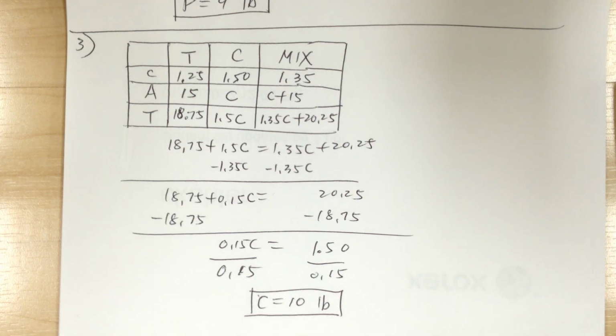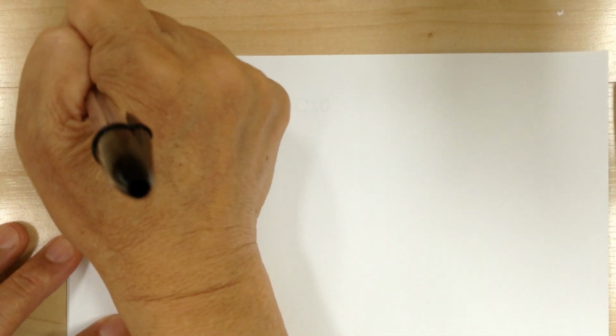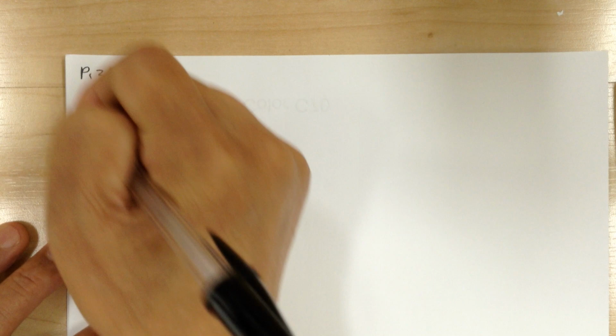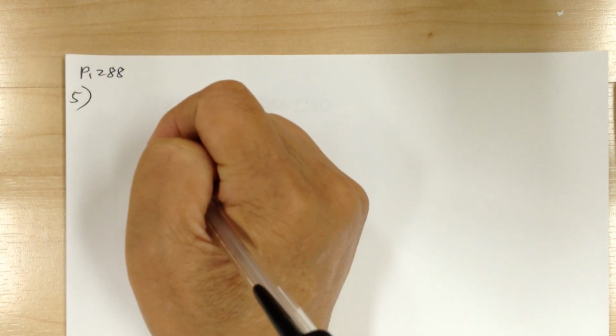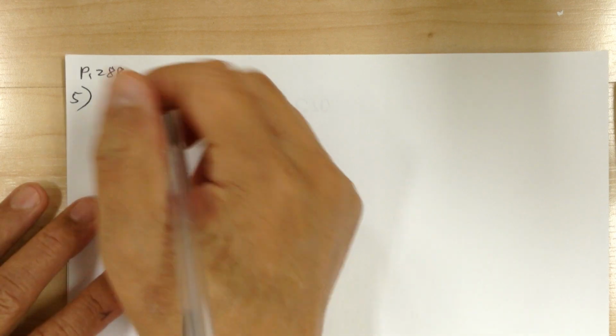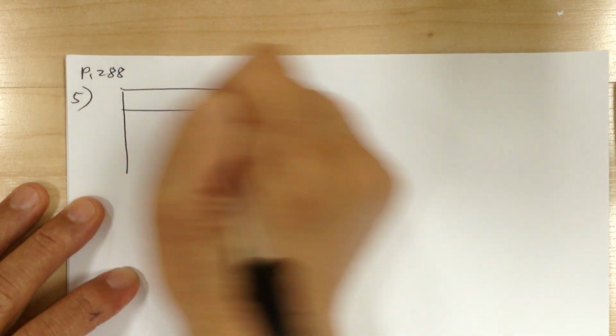Okay, let's go to the next one. Okay, number 5, I can read through. So this is a mixture problem again. So make a table.